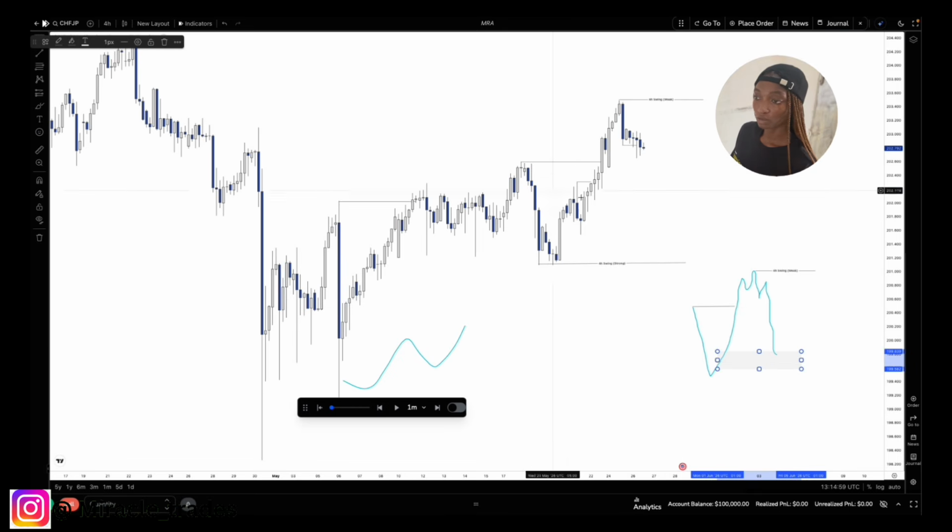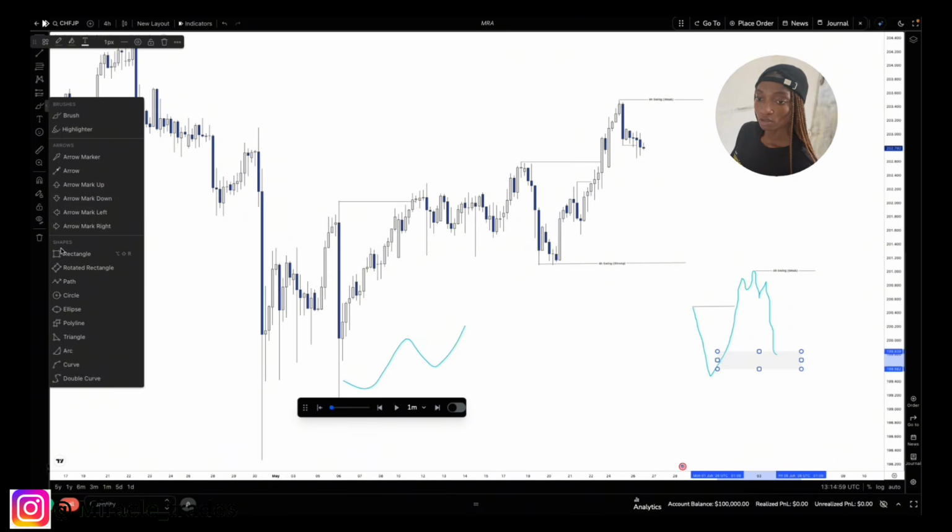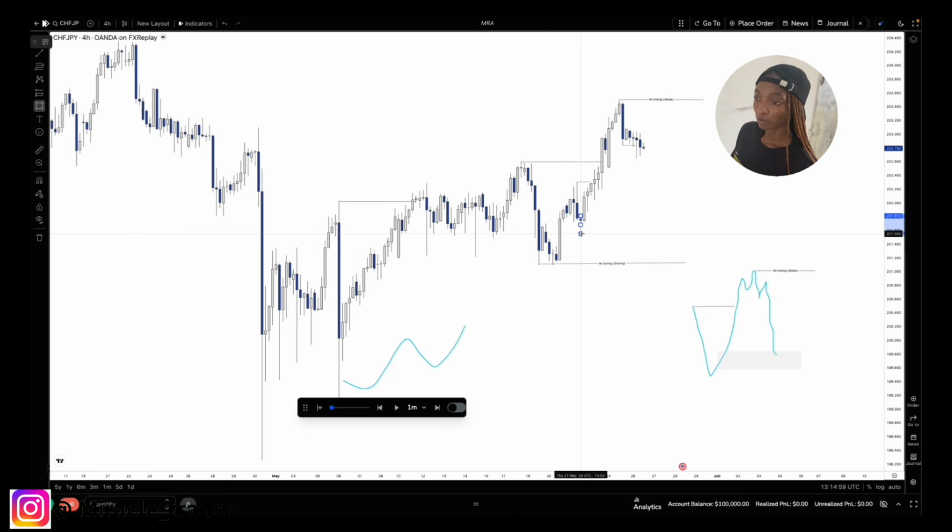Okay, so that's basically what this is all about. Since I've mapped out the internal structure, the next thing I'm going to map is the demand zones. Since it's buys, you're going to be looking for buys. Okay, and then this other extreme demand.